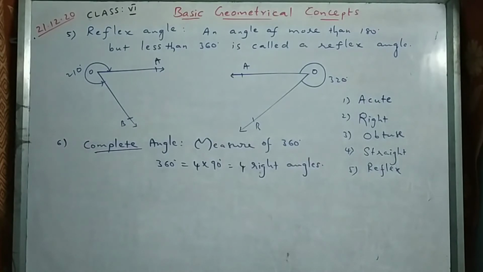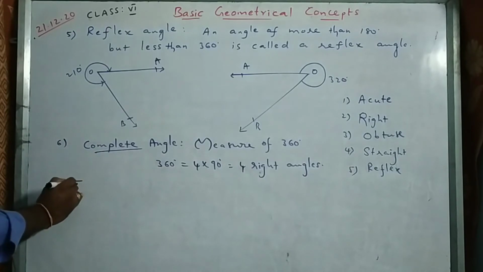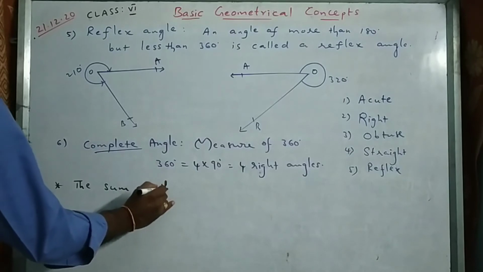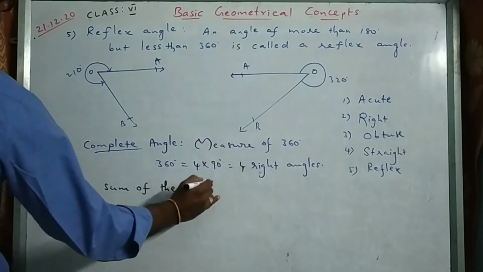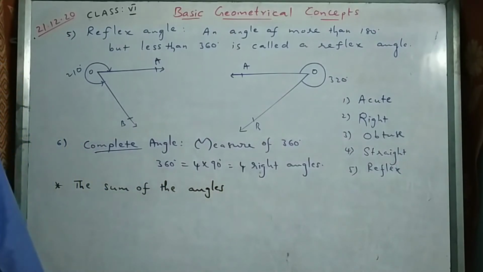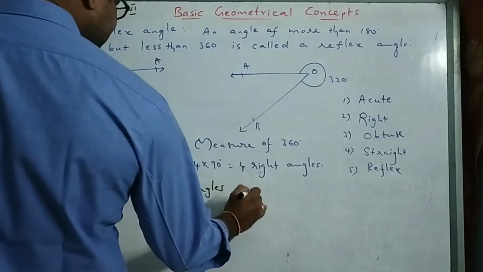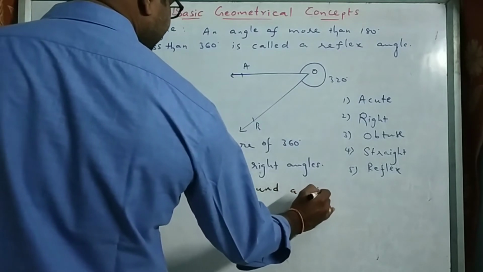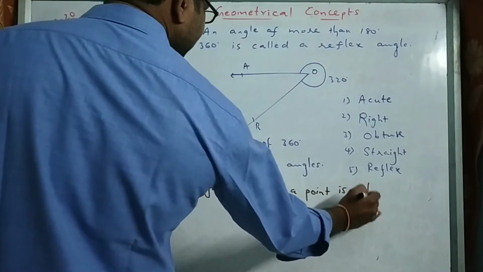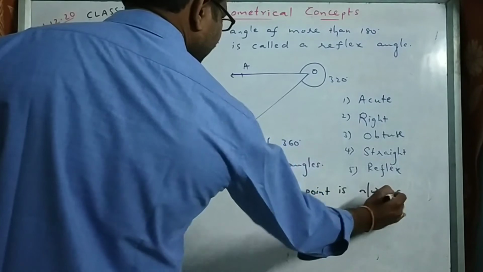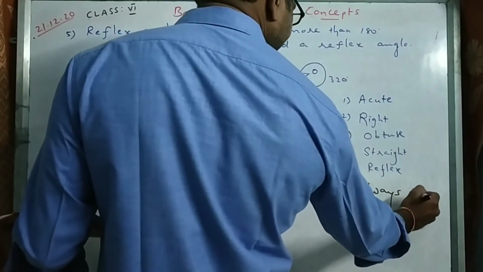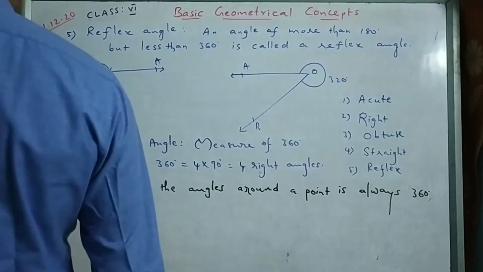Next comes the sum of the angles. Is a very important note. The sum of the angles around a point is always 360 degrees. It's a very, very important concept.